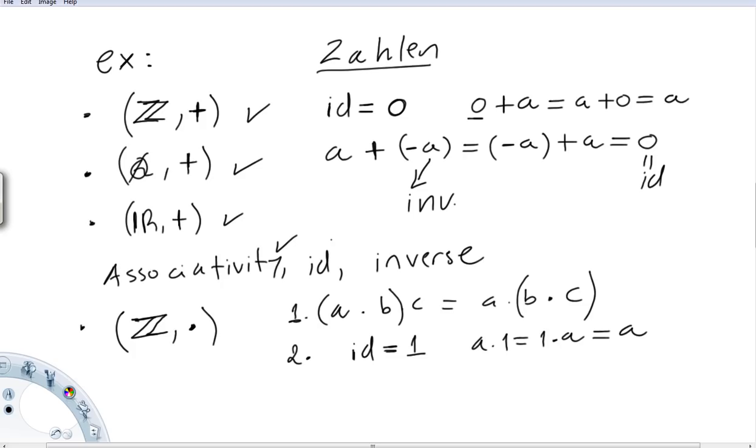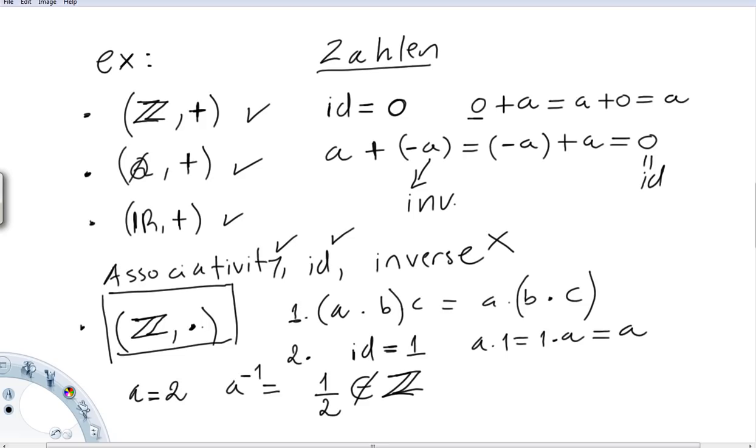What about the inverse? Well, let us take an element in Z. Imagine the element is 2. 2 is in Z, right? Well, the multiplicative inverse of 2 would be 1/2. But 1/2 is not in Z, so it's not in the set of the integers. So the inverse fails. So the set of the integers under multiplication is not a group.